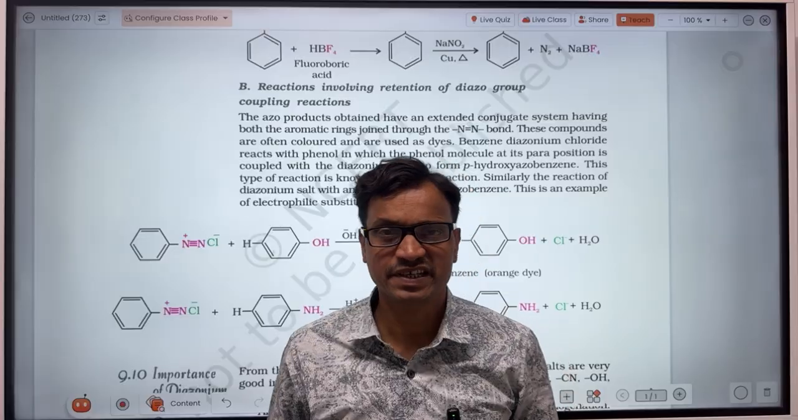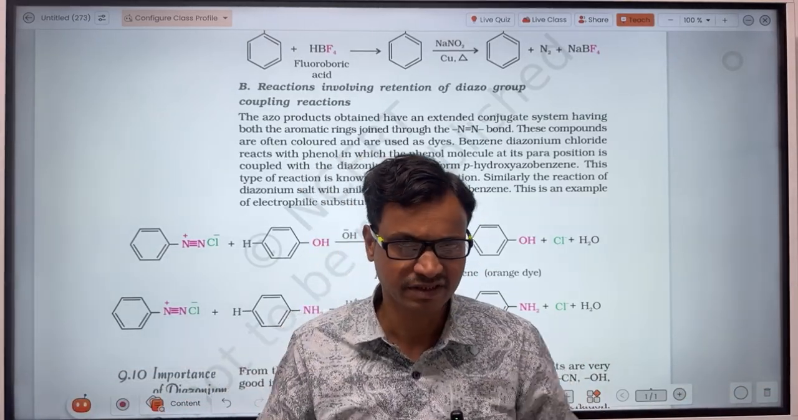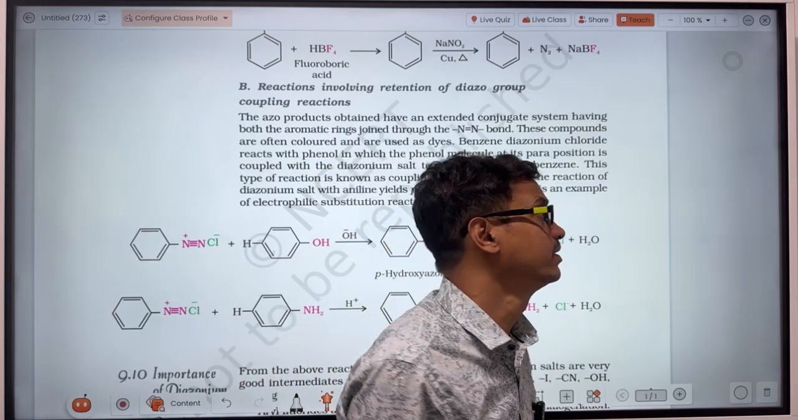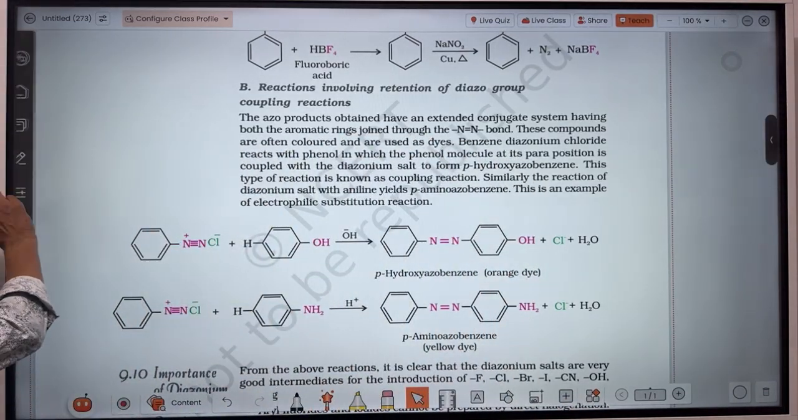Be careful. Coupling reaction, that means here we are adding two groups together. We make the couple. So that is the coupling reaction. Let's see about this reaction.